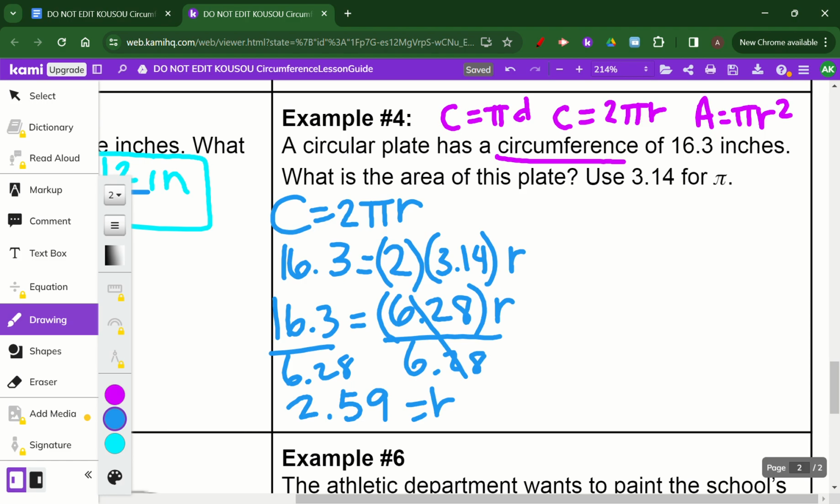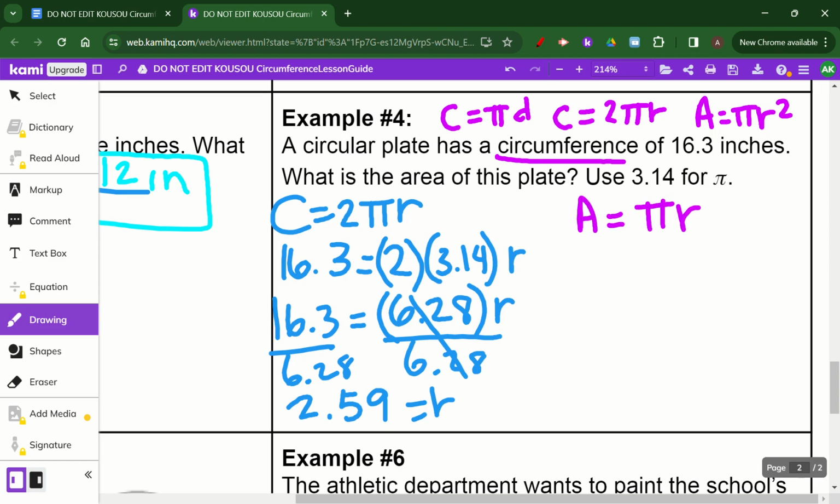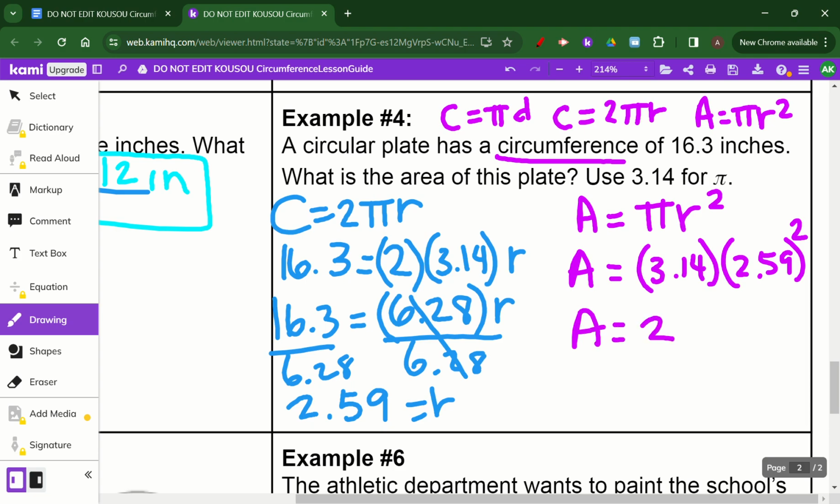Once you get your radius, now we can plug that in for our area formula. So area equals pi r squared. We're looking for area. We're using 3.14 for pi. We're plugging in 2.59 as our radius. So 2.59 times 2.59 is 6.7081. Then times 3.14, we get our area to be about 21.1 inches squared.